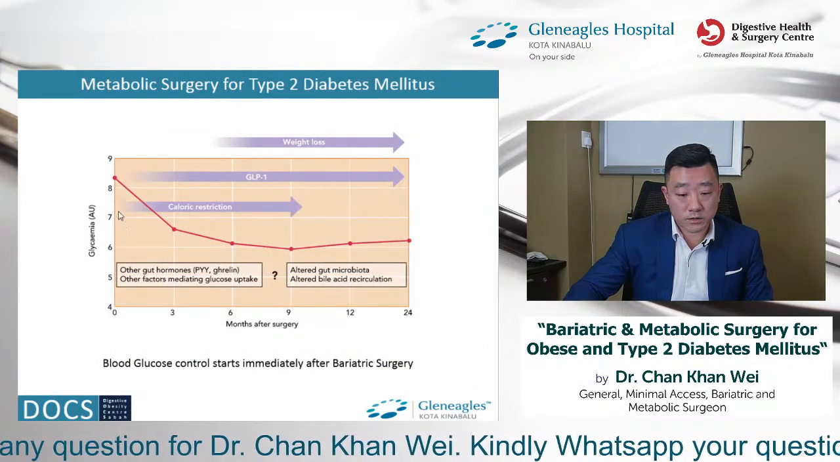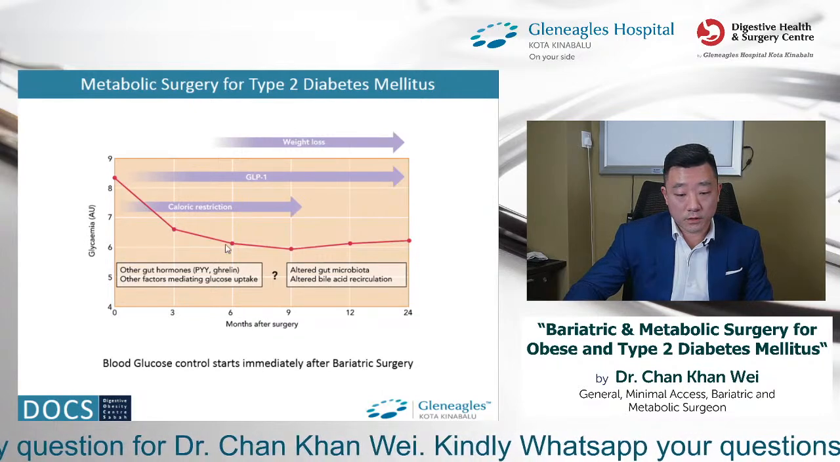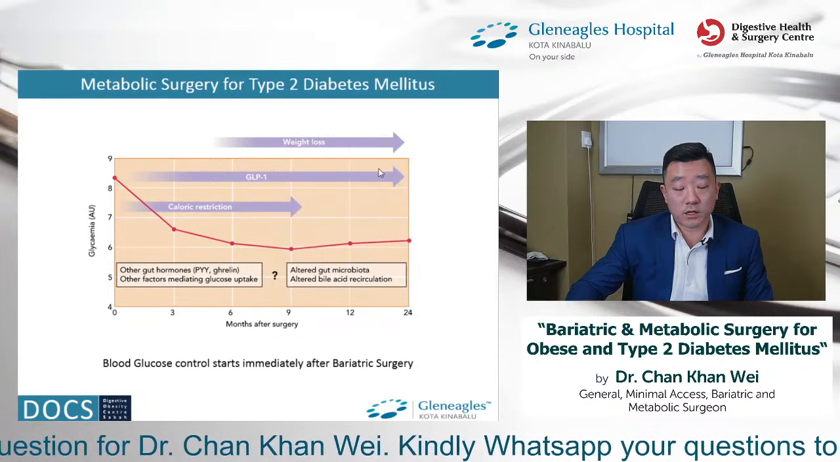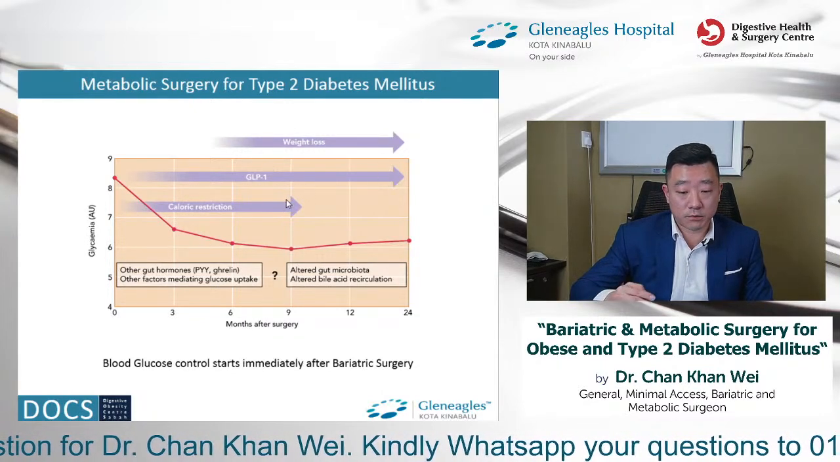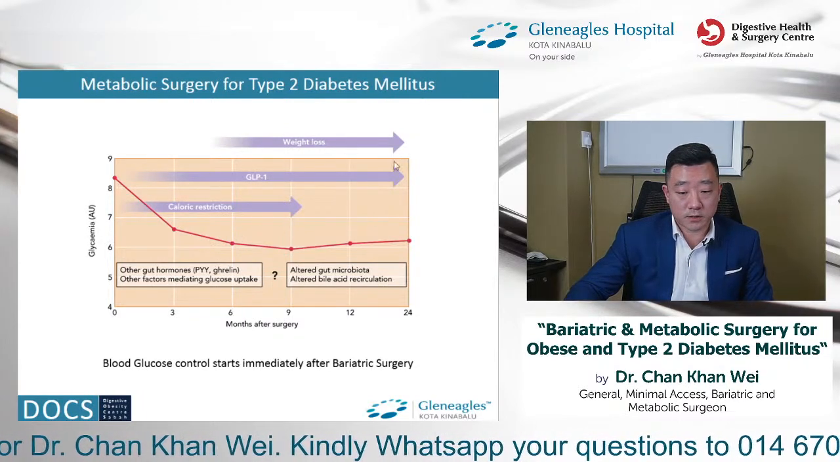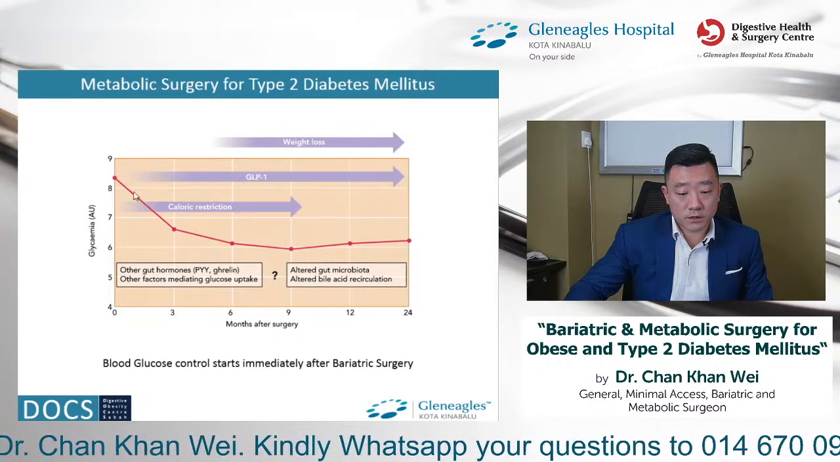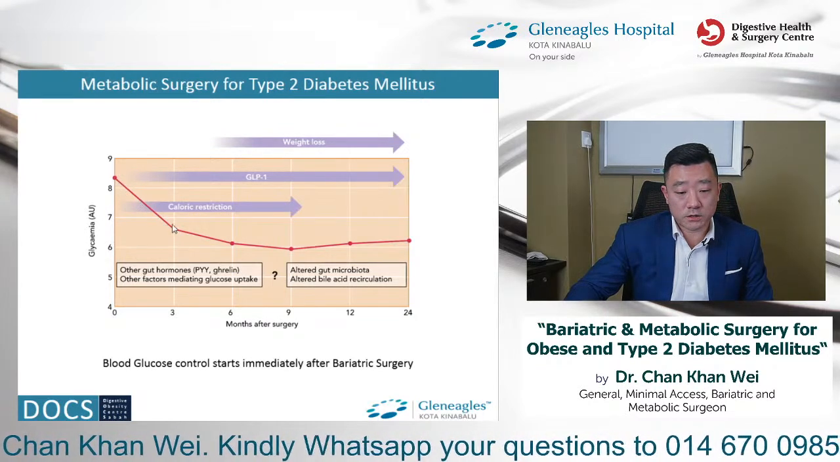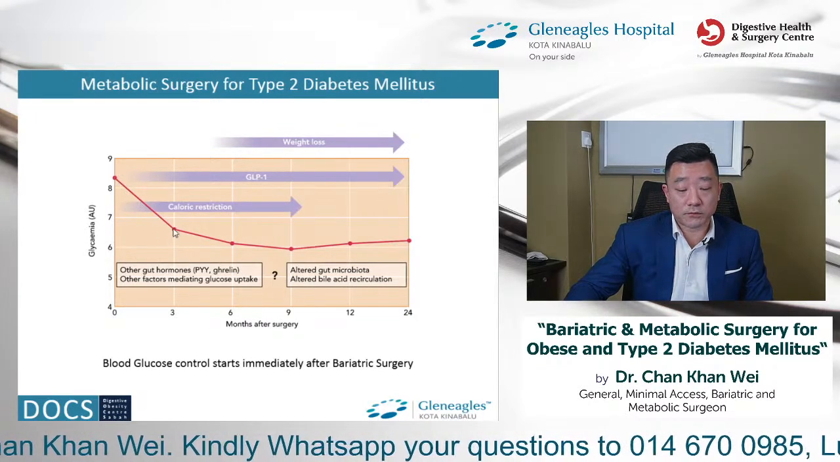So what we know here is that metabolic surgery for type 2 diabetes mellitus works not only because of weight loss, because it's quite independent of weight loss. Weight loss does happen, most significantly in the first 3 months and 6 months, but the drop of the HbA1c is seen even right after surgery, even in the first 1 month.